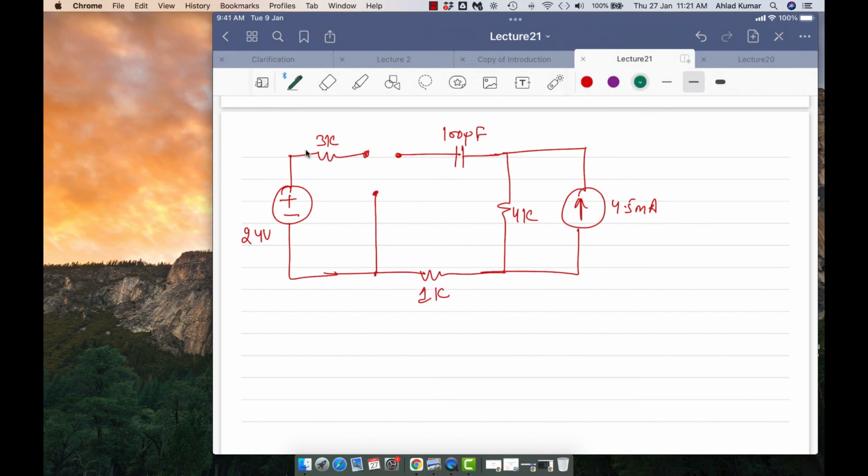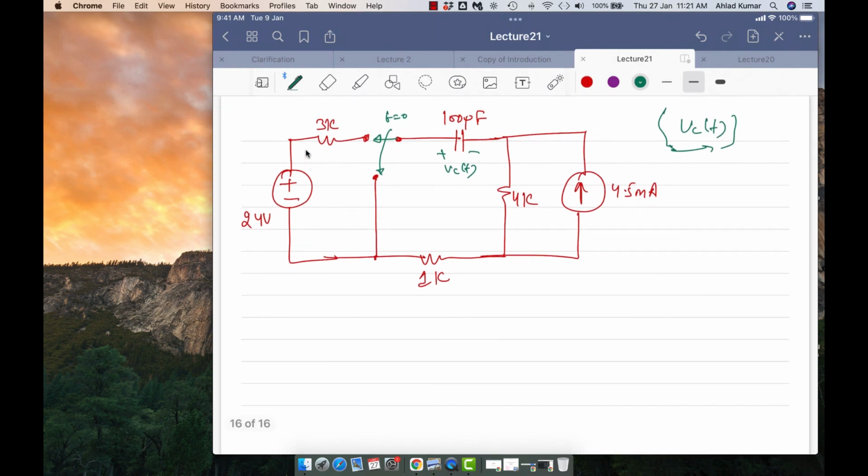And now what is the thing? At time t equal to 0, the switch moves from here to this side. So we want to calculate the voltage across the capacitor here. Okay, so if I want to calculate the voltage across the capacitor VC(t), at time t equal to 0 this switching is happening. So what will happen at time t equal to 0?